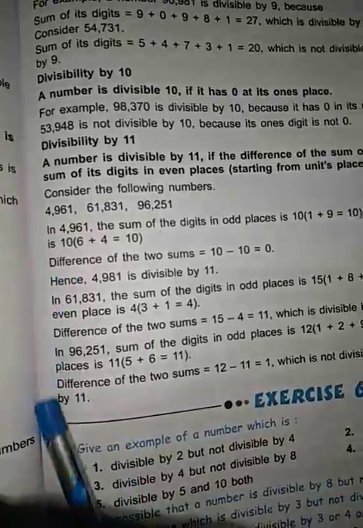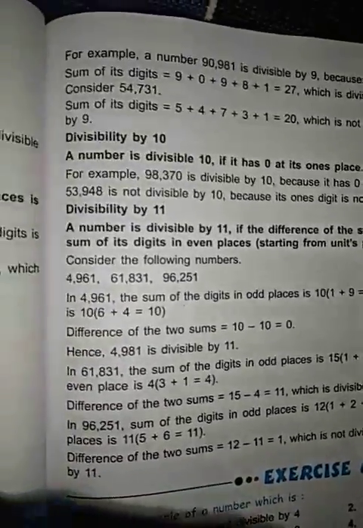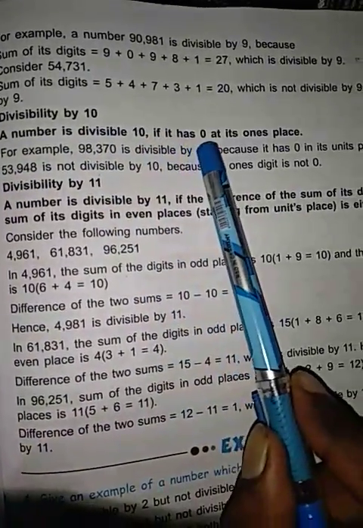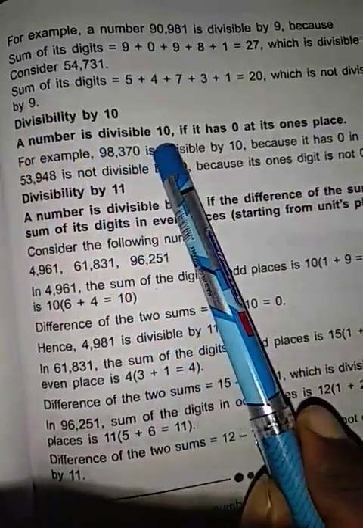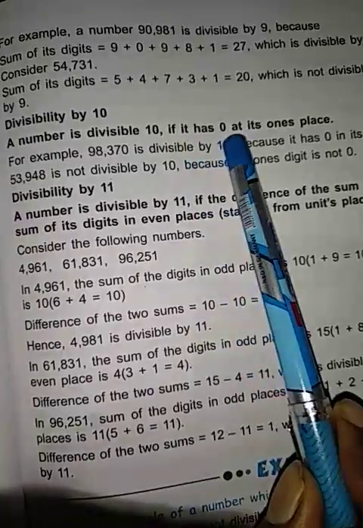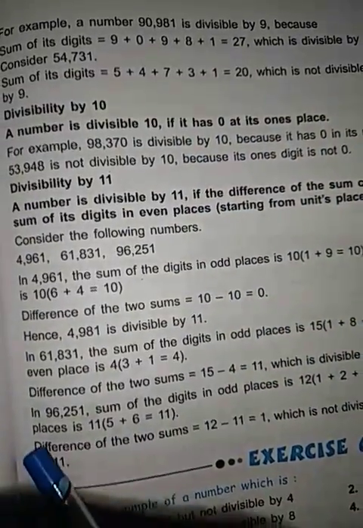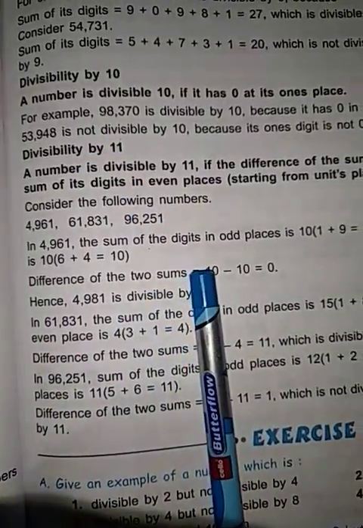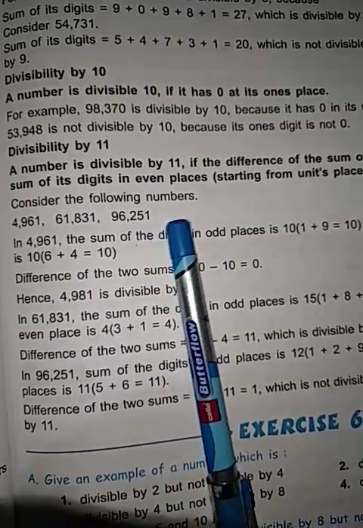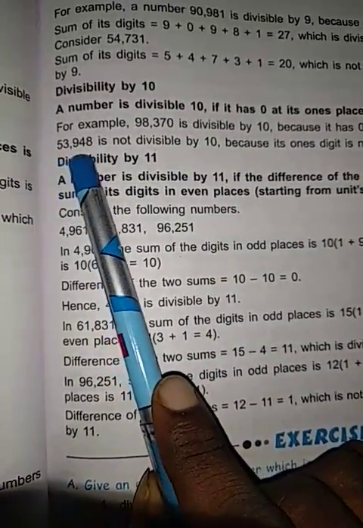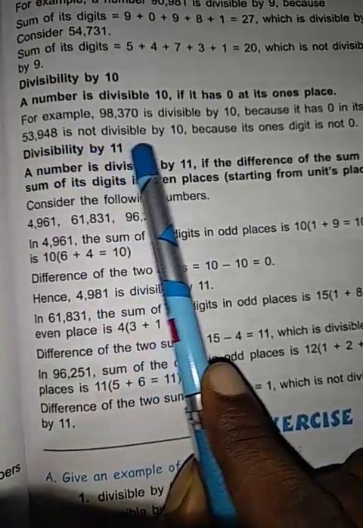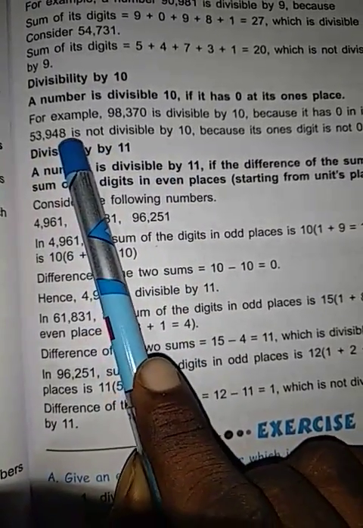Divisibility by 10. A number is divisible by 10 if it has 0 at its ones place. Remember, a number is divisible by 10 if it has 0 at its ones place. For example, 98,370 is divisible by 10 because its unit digit is 0. 53,948 is not divisible by 10 because its unit digit is 8.